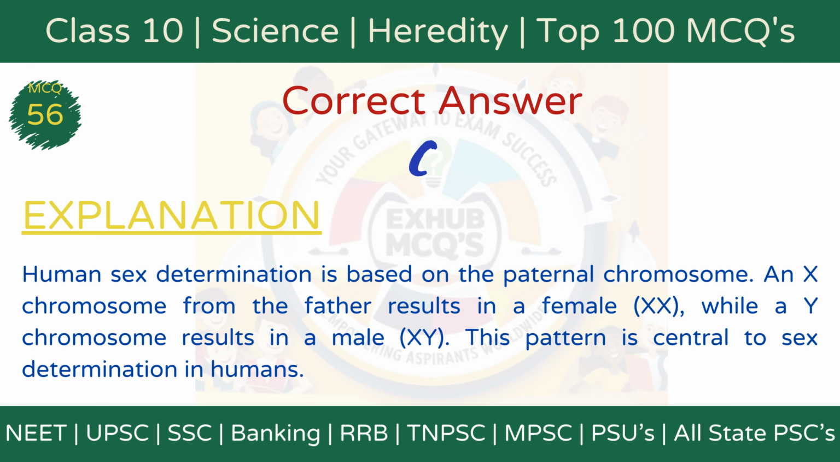The correct answer is option C, by the paternal chromosome. Explanation: Human sex determination is based on the paternal chromosome. An X chromosome from the father results in a female, XX, while a Y chromosome results in a male, XY. This pattern is central to sex determination in humans.